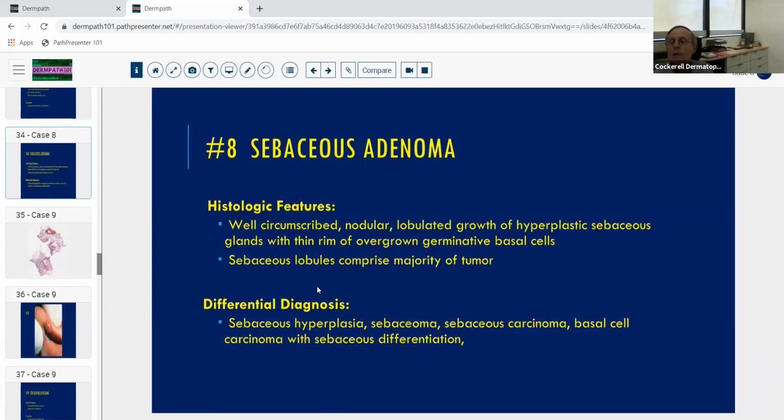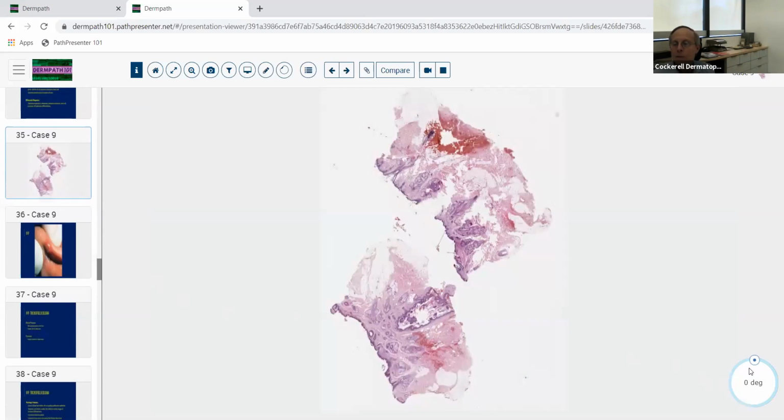The board is almost certainly going to ask you something about that, so you may as well know what it is. And then the differential diagnosis would include other sebaceous lesions, sebaceous hyperplasia, but that usually doesn't give you that nice cup-shaped morphology. There's usually follicles associated with it, so that would not be the best diagnosis if you saw that specific case.